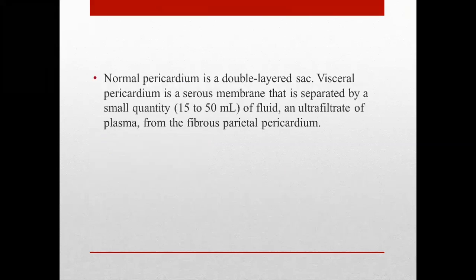The normal pericardium, as we all know, is a double-layered sac. It is composed of visceral pericardium and parietal pericardium. Between them, there is a small amount of fluid, about 15 to 50 milliliters, to allow lubrication between the visceral and the parietal pericardium. So, we will proceed to the second question.